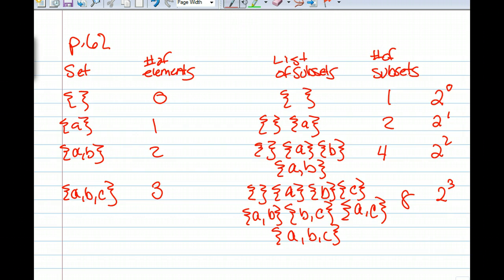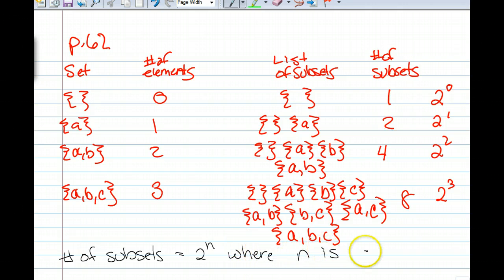Okay, so if I want to know the number of subsets, and this is what you might want to write down, it is always equal to 2 to the n, where n is the number of elements.